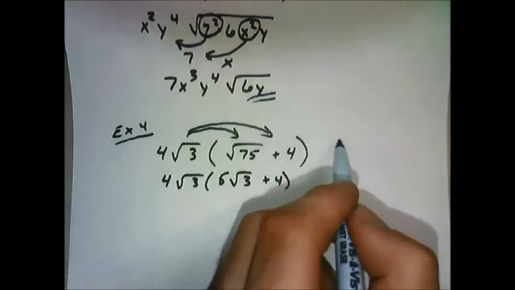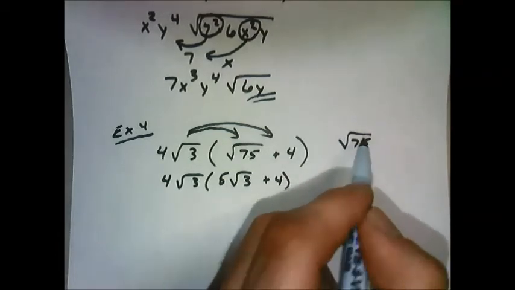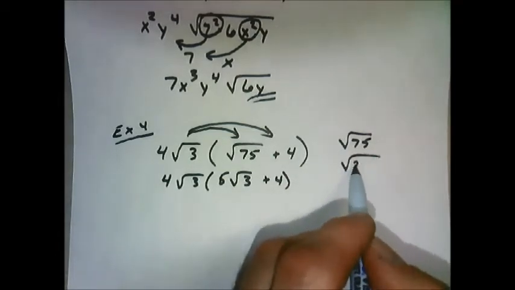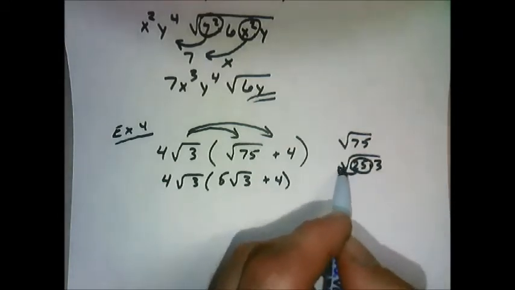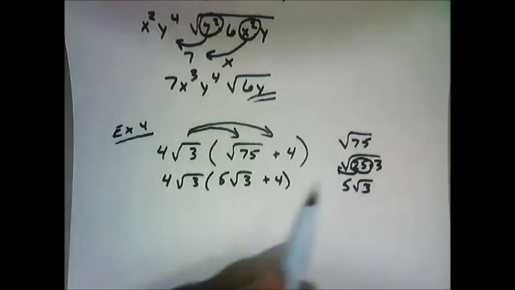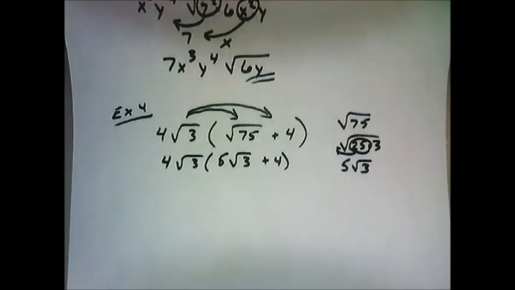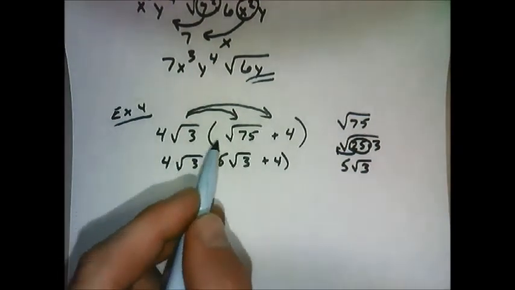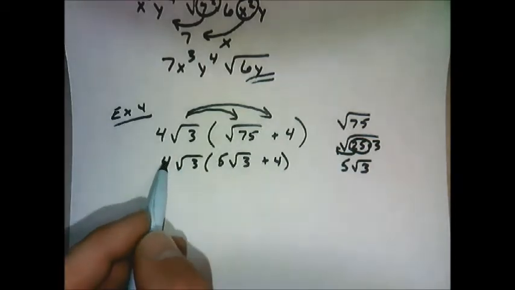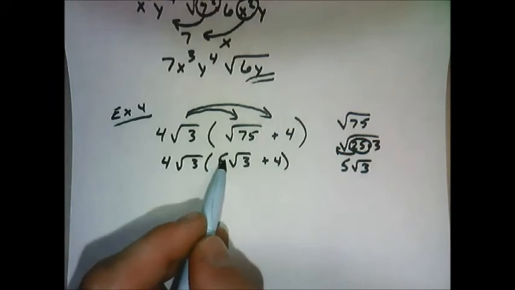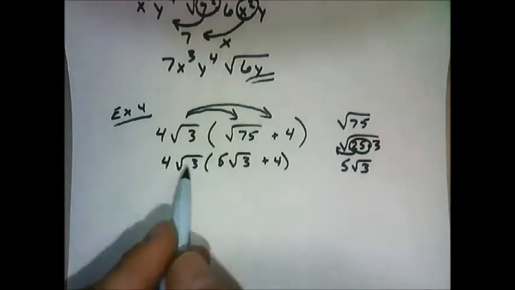Why do I know that? Well, if I come off to the side, the square root of 75 is 25 times 3. The 25 comes out as 5, and I'm left with radical 3. Now I can go ahead and distribute this, and it makes it a little nicer to work with. Remember, I multiply the outside number to the outside number, inside to inside.